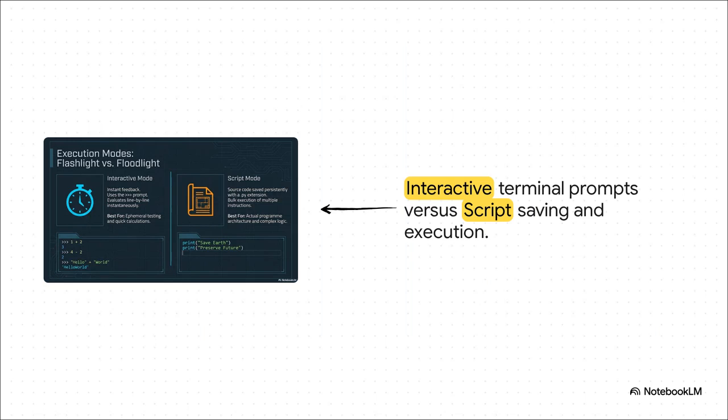You can actually literally see the difference right here. In interactive mode, you type 1 plus 2 into that prompt, hit enter, and boom, it instantly spits back 3. But in script mode, we're writing out multiple instructions, saving them all together as a .py file, and having the system execute the whole shebang all at once.